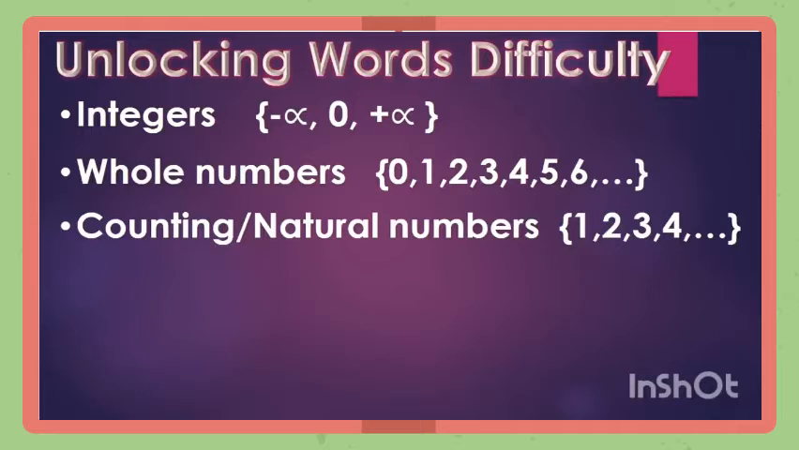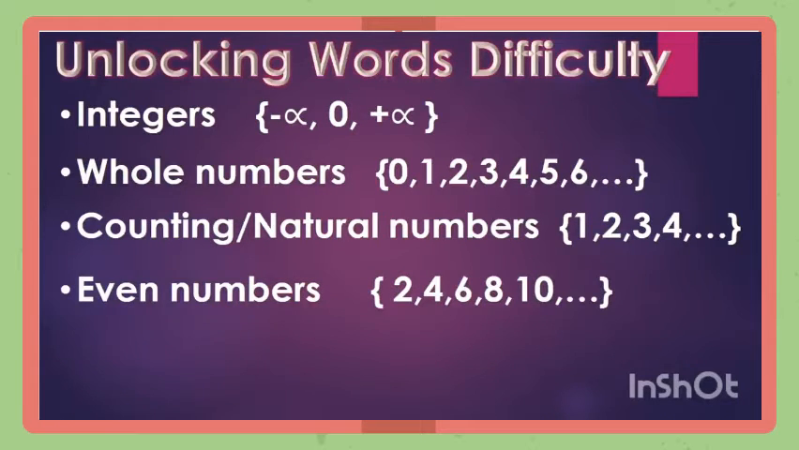Next, counting numbers or natural numbers. Ito naman yung mga numbers na nagsisimula o ang kabilang dito ay 1 up to positive infinity. So, from the word itself, counting. Saan ba tayo nagsisimulang magbilang? So, sa 1, 2, 3, 4 up to positive infinity. So, mawawala na dito yung 0. Kapag yan merong 0, ibig sabihin, whole numbers yon. Okay?